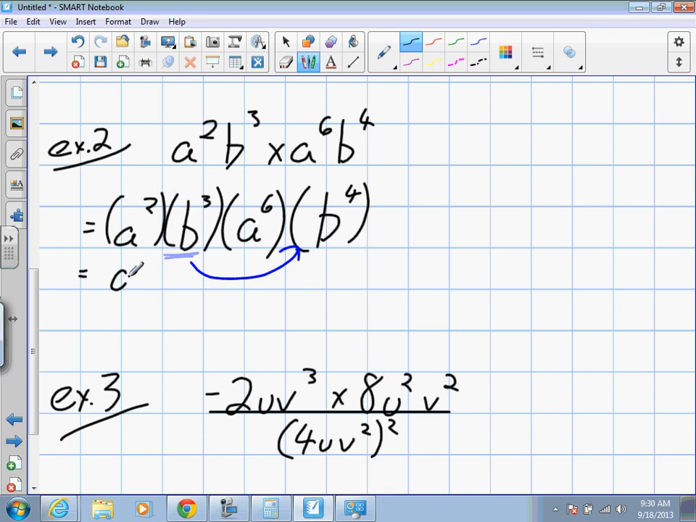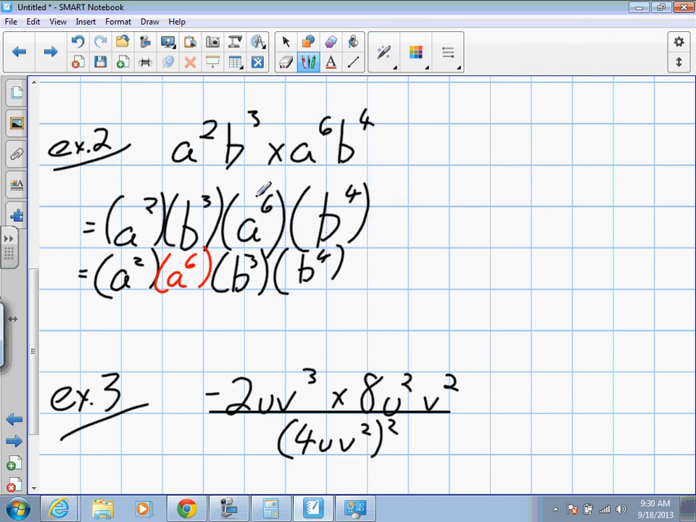So I have a squared. All I did was move a to the power of 6 beside it, b cubed, and b to the power of 4. Okay? So one simple move, moving this over here, brought my a's together and my b's. Okay? Now from there, these are the only bases that are the same, so these are the only pairing I can simplify with a multiplication rule. Same with these two b's. I can only simplify this pair together. They can't be simplified with each other because one is a base a and the other is a base b.